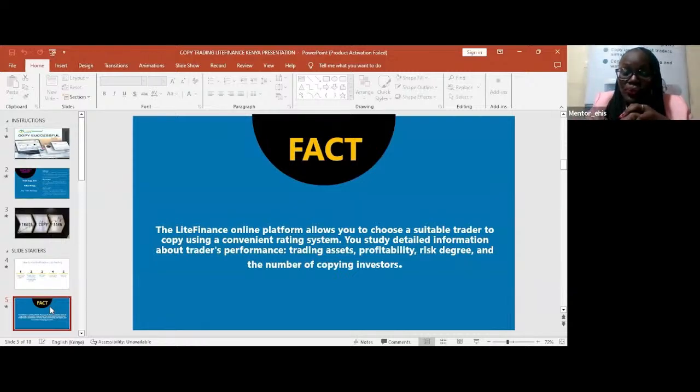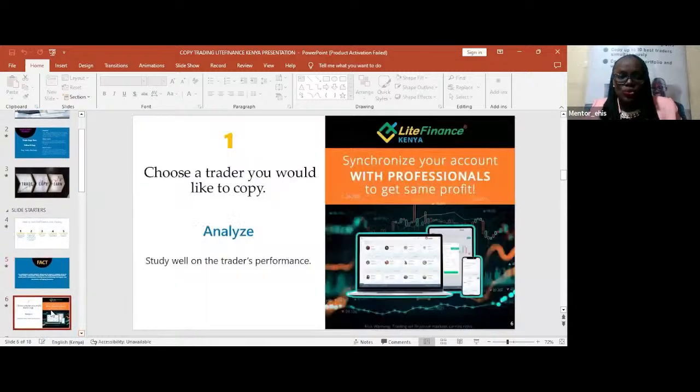The Light Finance online platform allows you to choose a suitable trader to copy using a convenient rating system. As I said, you would study the detailed information about the trader's performance, the trading assets, the profitability of that trader, the risk degree, and the number of copying investors. I would explain these steps in the next slides. But I'm trying to say that this platform is very transparent. You would analyze a lot of traders, and by the end of it all, you would have gotten one to copy that suits your financial goals. And our next slide will take us through.